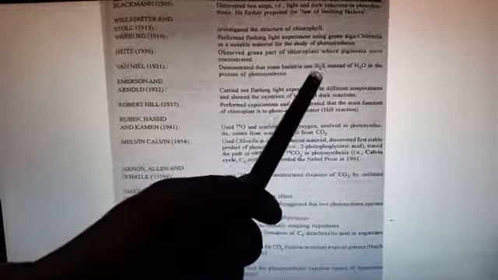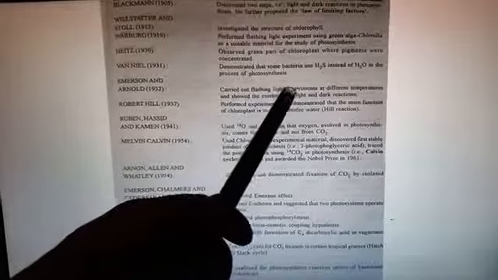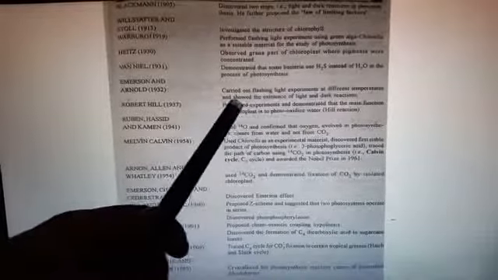Blackman in 1905 discovered two steps, that is light and dark reaction, in photosynthesis. He further proposed the law of limiting factors. Warburg performed flashing light experiments using the green alga Chlorella as a suitable material for the study of photosynthesis. Van Niel in 1931 demonstrated that some bacteria use H2S instead of water molecule in photosynthesis. Arnold carried out the flashing light experiment at different temperatures and showed the existence of light and dark reactions.